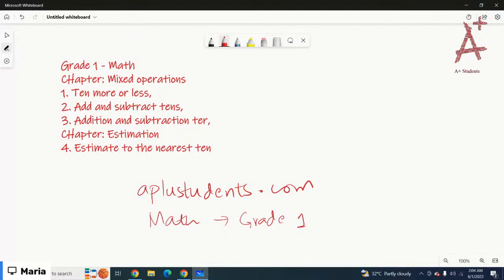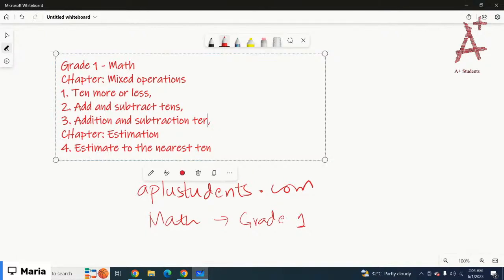We're going to start with the chapter mixed operations. The lessons we are going to cover today are 10 more or less, add and subtract tens, and addition and subtraction terms. Then we'll start the new chapter, estimation, and the lesson we're going to cover from that chapter is estimate to nearest tens. So let's start with the first lesson.